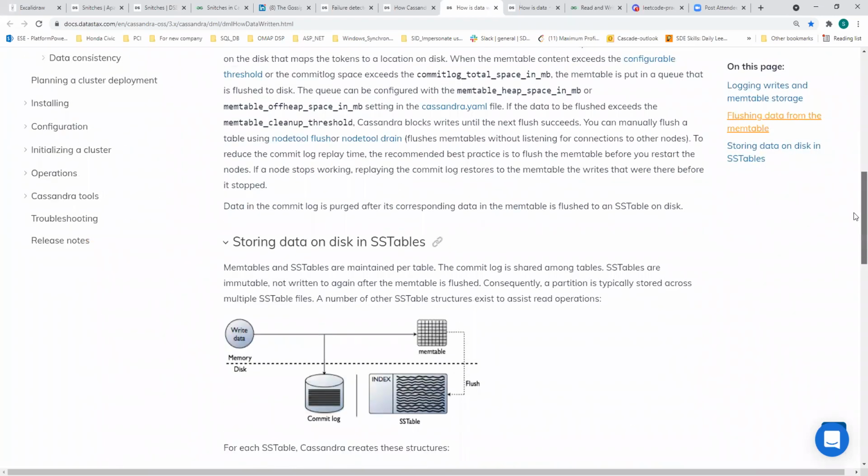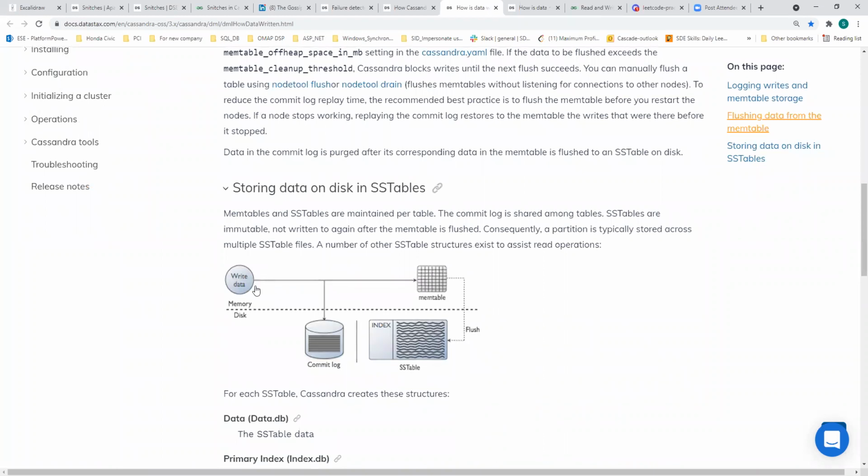If you look at this diagram, whenever we get a write request, there are two regions: one is the memory and the other is the disk, right? On a very high level, the data first comes and is written in a commit log. The commit log is like a write-ahead log, and that will satisfy our durability requirements, right? So first it has to be stored in the commit log, and then it will go to the mem table.